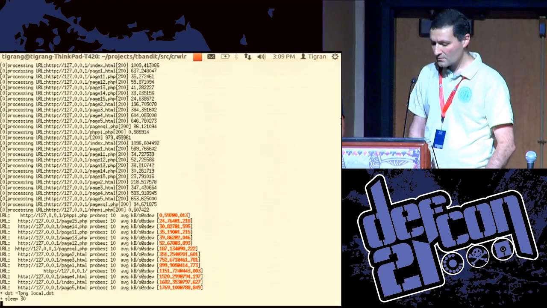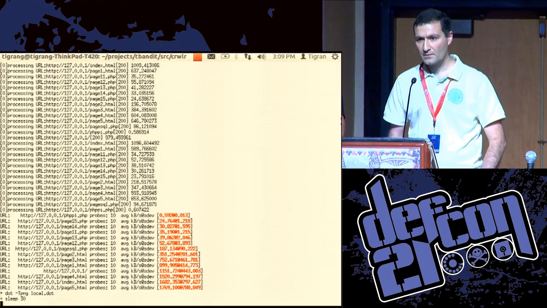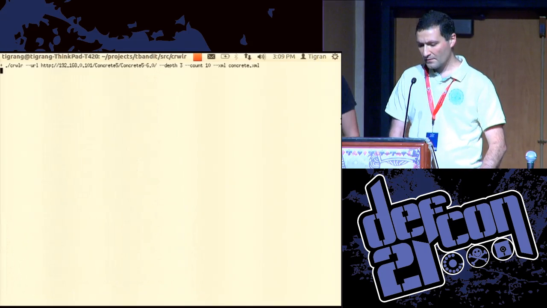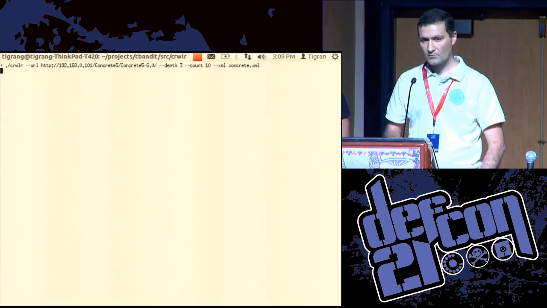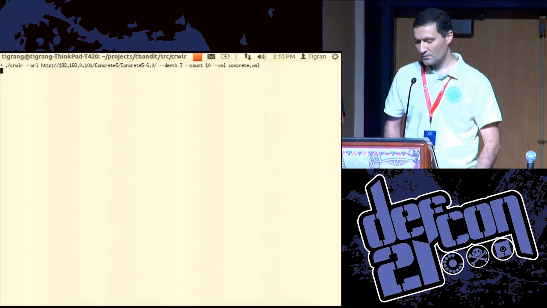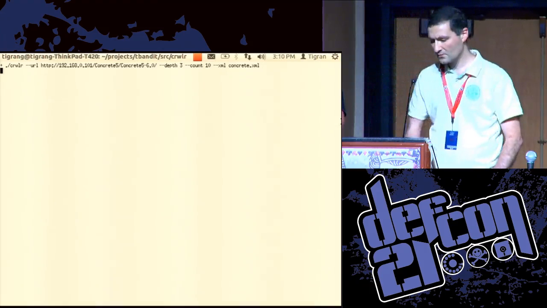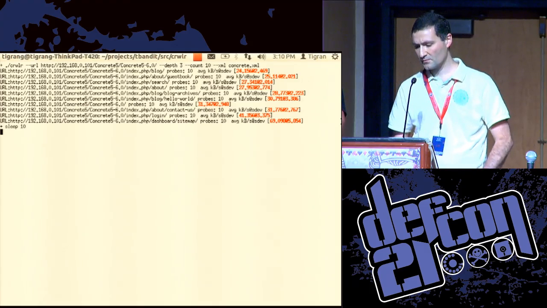So next, the tool is going to scan a real website built with a concrete CMS. And so we give it the URL to start with, how deep into the website to go, and how many measurements for each resource to take, and write all that into concrete.xml, which will be processed later. So once it's done crawling, it will generate the XML.